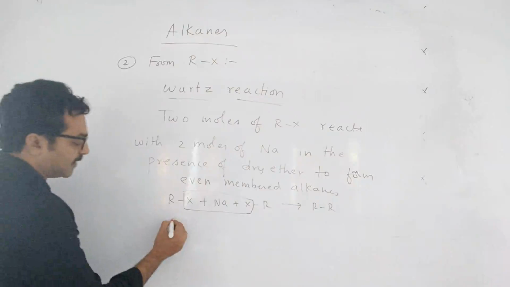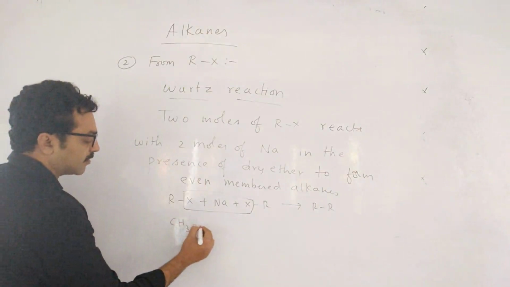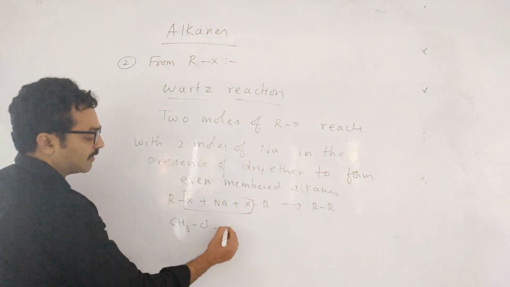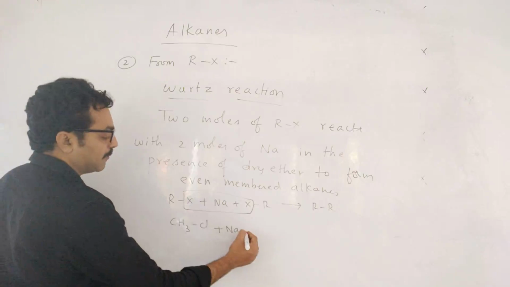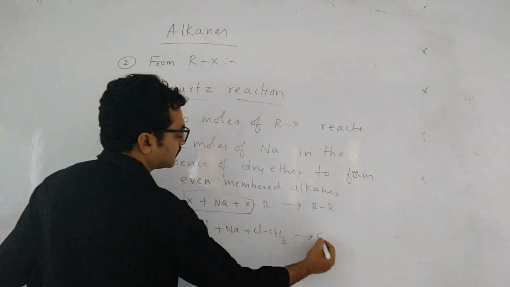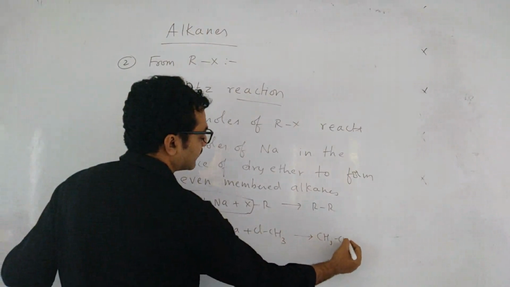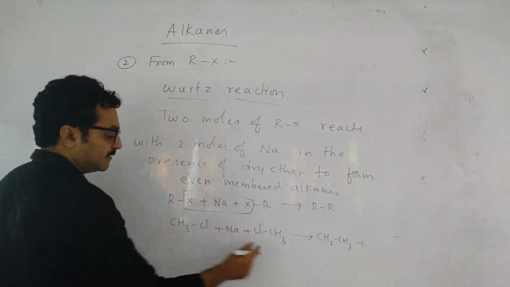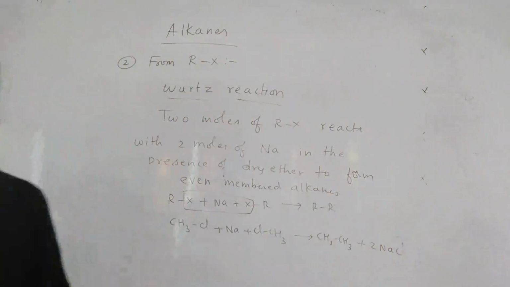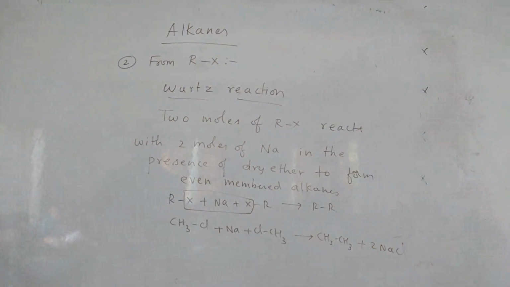If I take methyl chloride, it will give like this. Methyl chloride on Wurtz reaction forms what? If you do the Wurtz reaction on methyl chloride, what is the substance formed? Ethane plus NaCl.